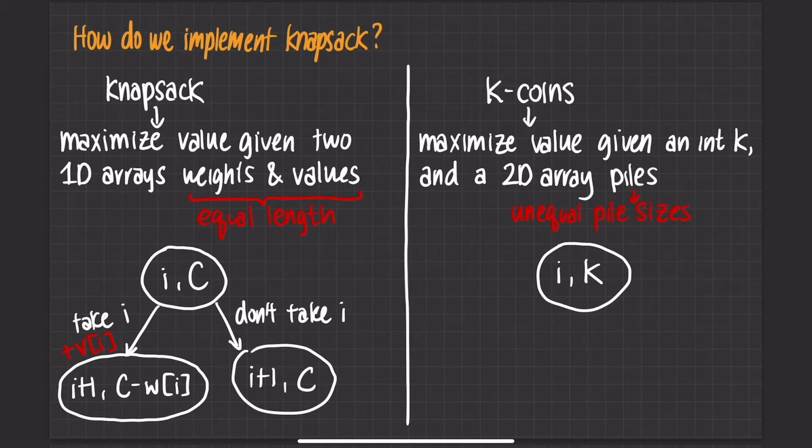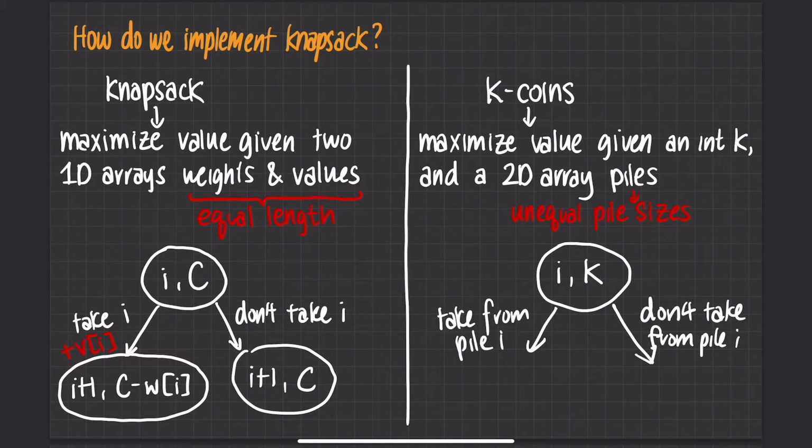In Knapsack, at any I indicating the element we're currently on, and C indicating how much weight we have left in our knapsack, we have two choices. We can either take what's at element I or not take what's at element I. If we take what's at element I, we add the value of I to our total value count, increase our I to the next element, but we need to subtract the weight of I from what we have left to carry in our knapsack. If we don't take I, we just simply move forward our I counter and keep the same C. What's similar about that for K coins is that we do indeed have the same structure.